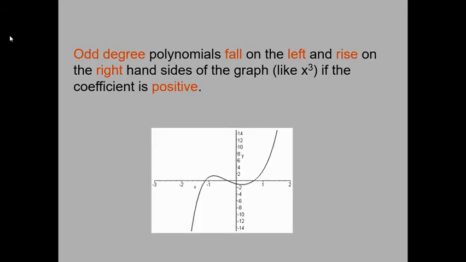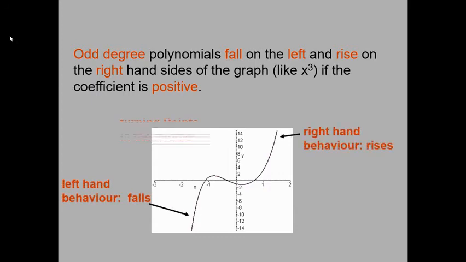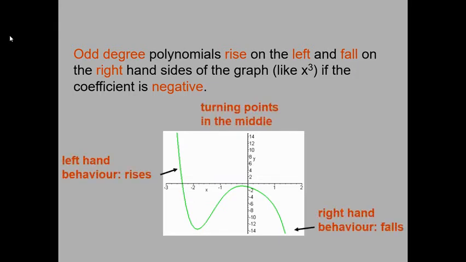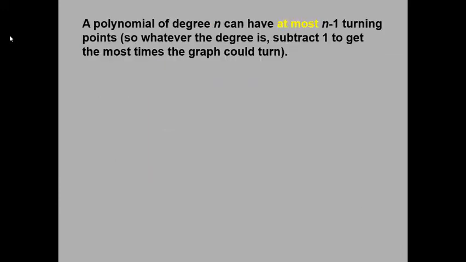Odd degree polynomials fall on the left and rise on the right-hand sides of the graph like x cubed if the coefficient is positive. So the left-hand behavior falls, right-hand behavior rises, the turning points are in the middle. Odd degree polynomials rise on the left and fall on the right sides of the graph like negative x cubed if the coefficient is negative. Left-hand behavior rises, right-hand behavior falls, turning points in the middle.